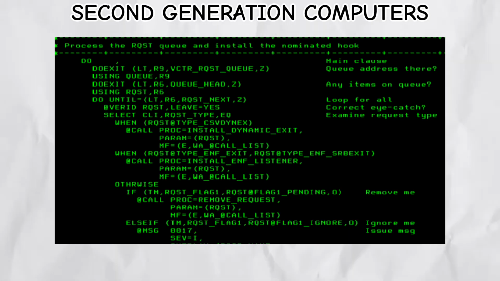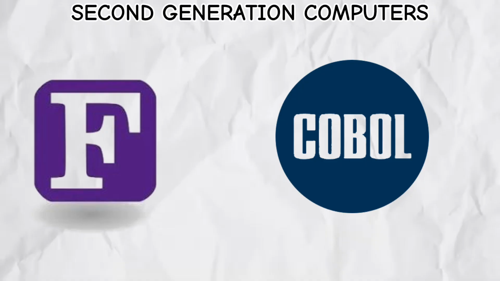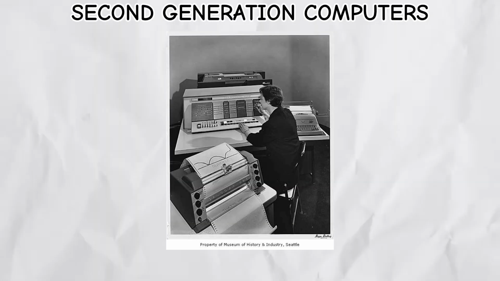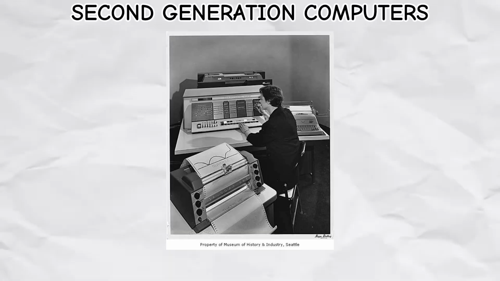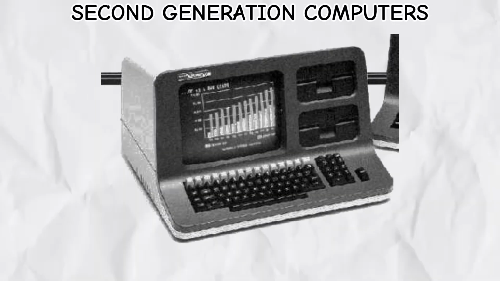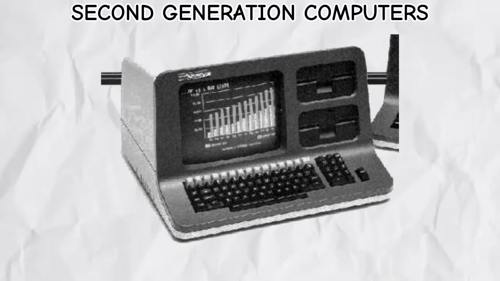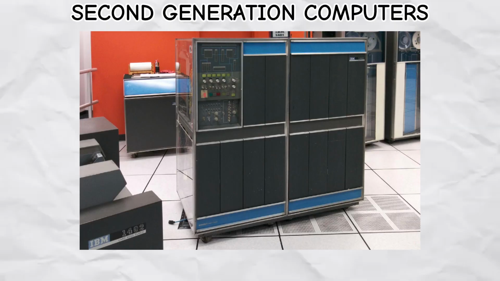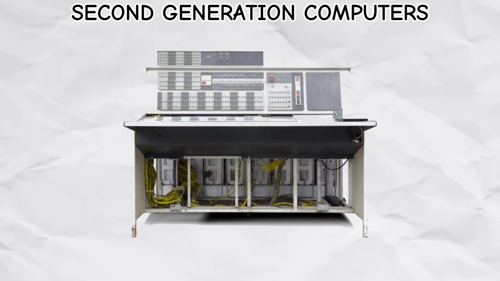This generation introduced assembly language and early high-level programming languages such as Fortran and COBOL, allowing programmers to write instructions more easily. Computers began to see wider use in business, science, and industry. Examples of second-generation computers include IBM 1401, IBM 7094, and CDC 1604.